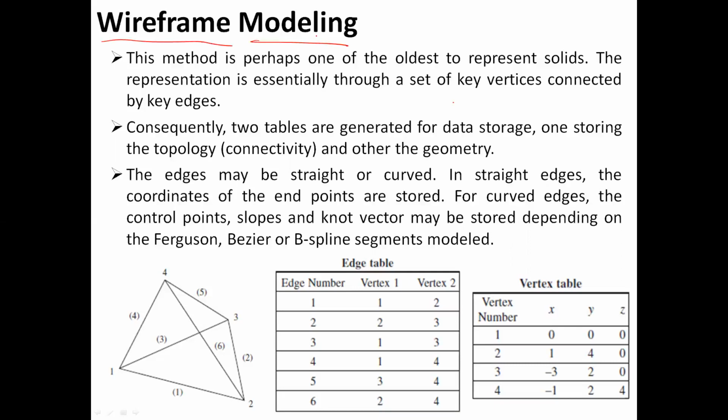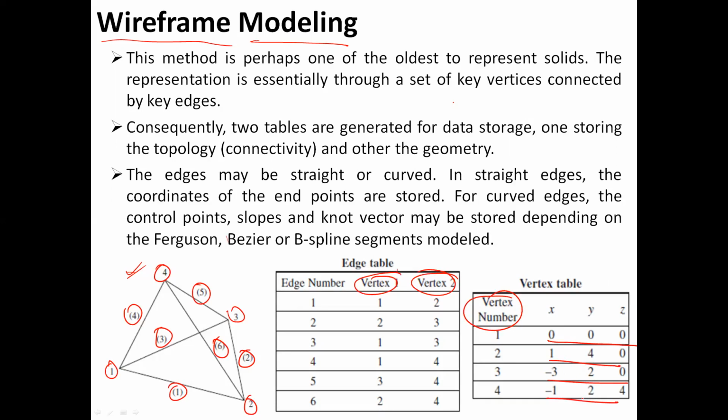Now in wireframe modeling, basically what happens is, suppose this is a tetrahedron that you see. If you look at the tetrahedron, there are four vertices. This is one vertex, second vertex, third vertex, and the fourth vertex. And there are six edges. The brackets actually signify the edges. Now, in wireframe modeling, all the information is stored in terms of vertex, and each vertex has a unique identity.